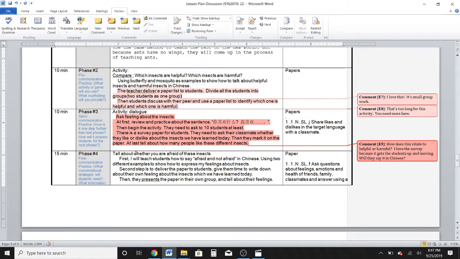Okay. Then it's asking them to say if they're afraid or not of the insects. This is not in their objectives. This is not in your objectives. You could use as practice for helpful or harmful. This person is doing a lot, but also not doing much at the same time.